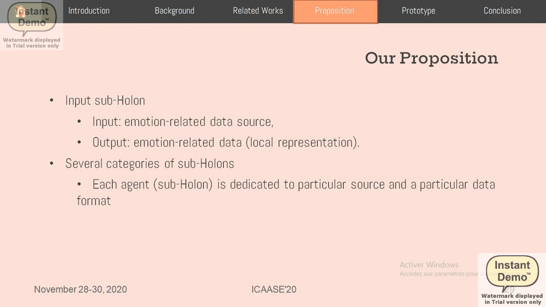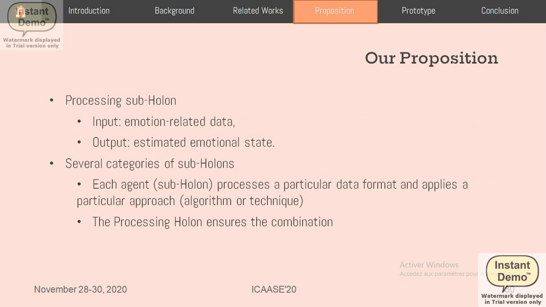The input subholon will take in input the emotion-related data source. It will give in output emotion-related data source in a local representation. Several categories of subholons can be defined. Each agent is dedicated to a particular source and a particular data format. The processing subholon will take in input the emotion-related data and will give in output an estimation of the emotional state. Several categories of subholons can be defined. Each agent processes a particular data format and applies a particular approach.